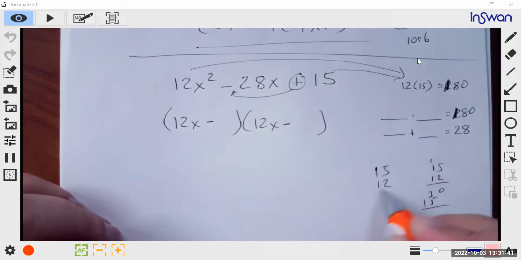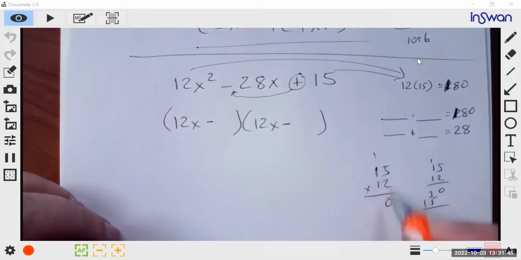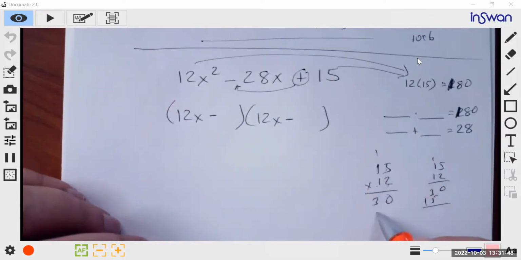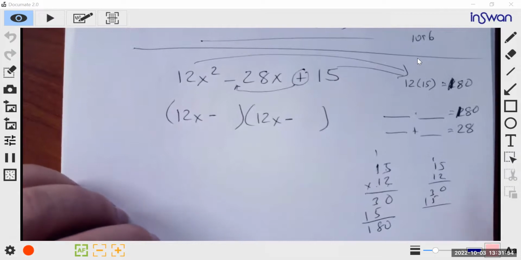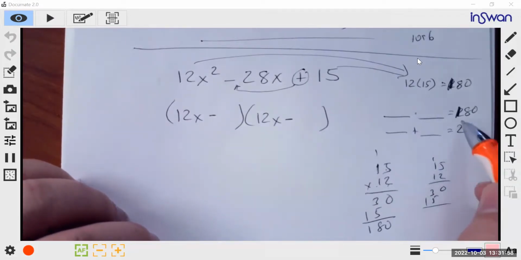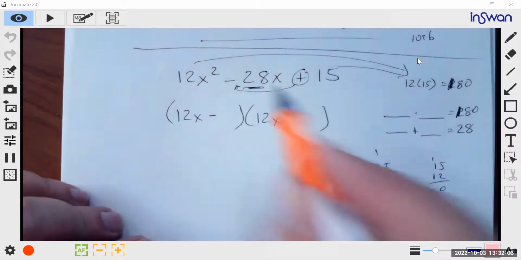15 times 12. 5 times 2 is 10. 2 times 1 is 2, plus 1 is 3. 5 times 1 is 5. 1 times 1 is 1. Oh, I had that one. So it's 180. So what times what is 180? When you add them, you get 28. The 28 is the middle term.